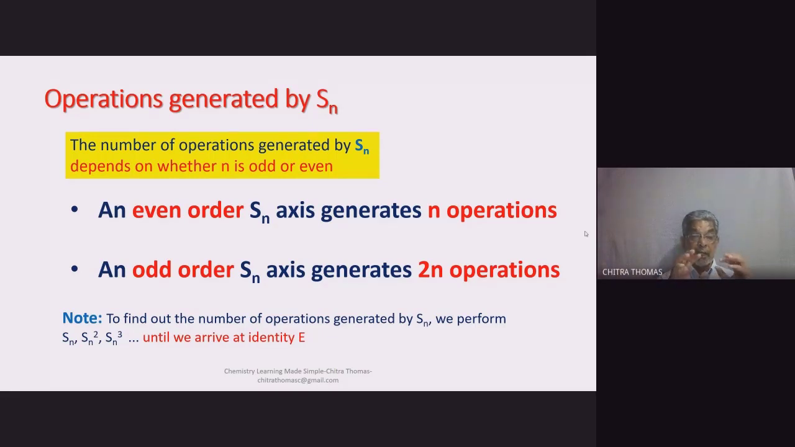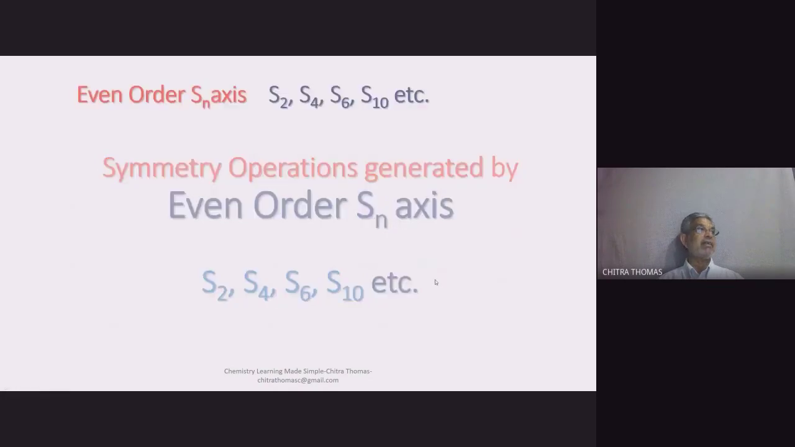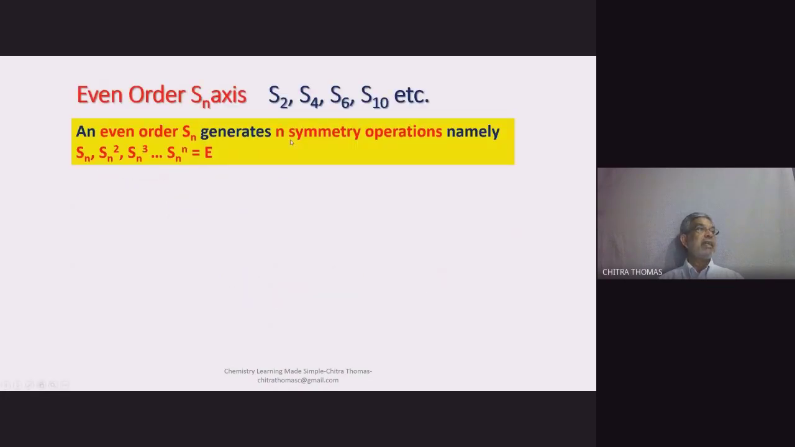To find out the number of operations generated by Cn, say for example C3: C3, C3^2, then C3^3 is identity. Stop with the identity. Likewise, start with the Sn. You stop when you arrive at the identity operation. Symmetry operations generated by an even order Sn axis: S2, S4, S6, S10, etc. An even order axis generates n symmetry operations, namely Sn, Sn^2, Sn^3 up to Sn^n, which is identity.